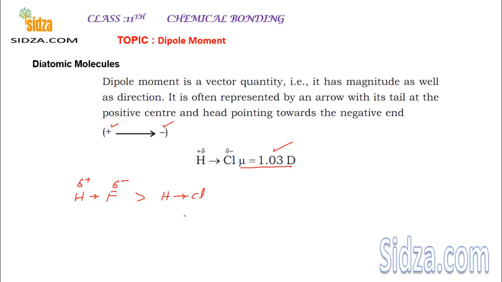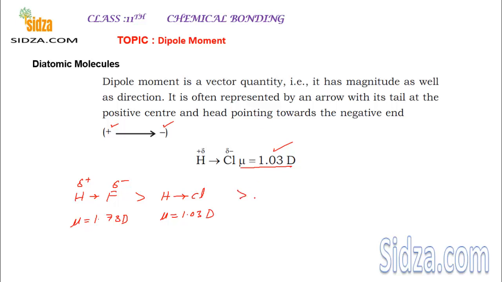Right? In HCl, how much is the dipole moment? It is 1.03 debyes. In HF, we find it is about 1.73 debyes, so it's more than HCl. Why is it more? It's because the quantity of the charge is more, so the charge separation is more.